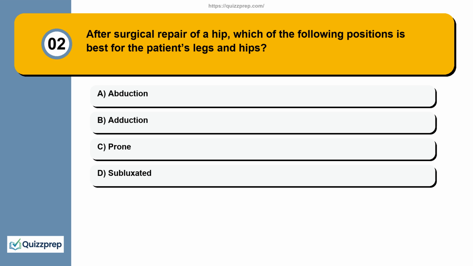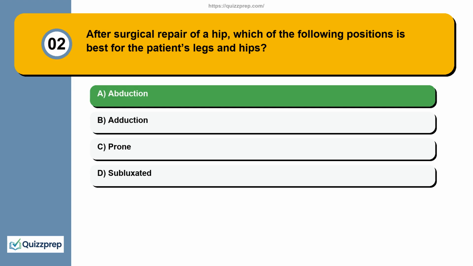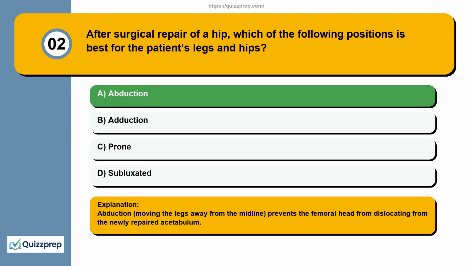Question 2. After surgical repair of a hip, which of the following positions is best for the patient's legs and hips? Abduction, adduction, prone, subluxated. Abduction, moving the legs away from the midline, prevents the femoral head from dislocating from the newly repaired acetabulum.